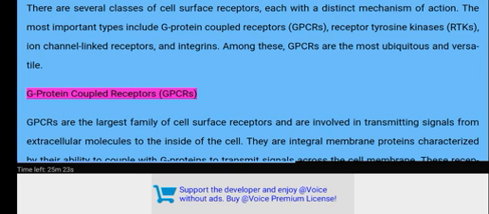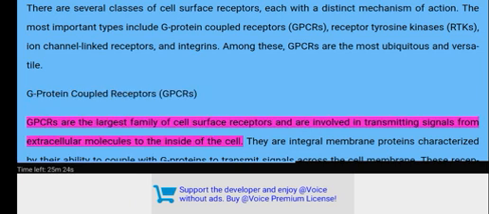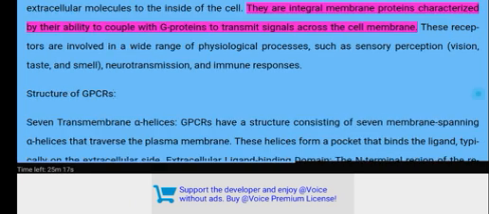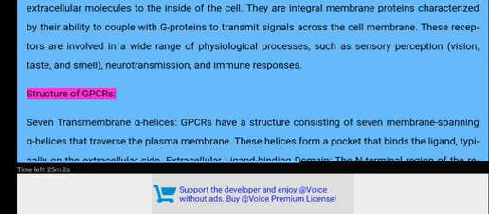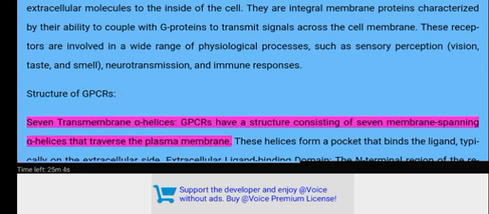G-protein coupled receptors, GPCRs. GPCRs are the largest family of cell surface receptors and are involved in transmitting signals from extracellular molecules to the inside of the cell. They are integral membrane proteins characterized by their ability to couple with G-proteins to transmit signals across the cell membrane. These receptors are involved in a wide range of physiological processes, such as sensory perception, vision, taste, and smell, neurotransmission, and immune responses. Structure of GPCRs. 7-transmembrane alpha.